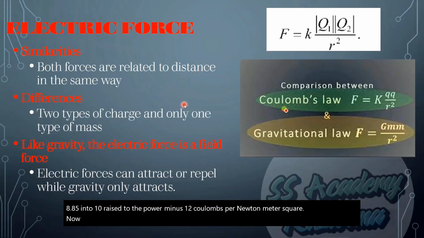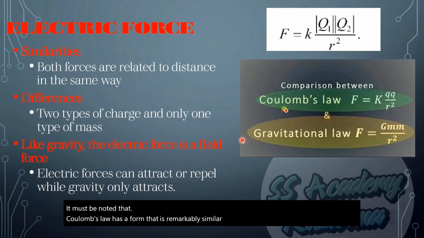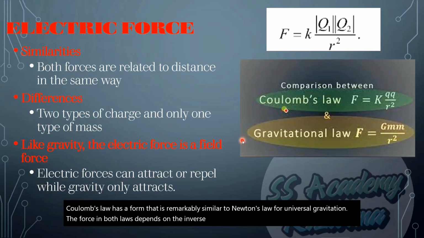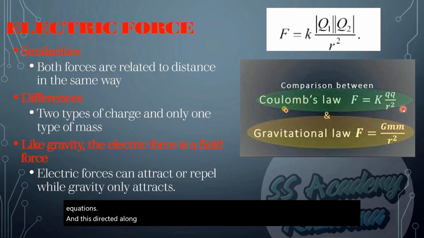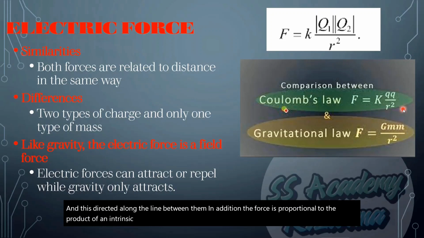Now, as you can see here, I have listed a few similarities and differences between Coulomb's law and Newton's law of universal gravitation. It must be noted that Coulomb's law has a form that is remarkably similar to Newton's law of universal gravitation. The force in both laws depends on the inverse square of the distance, as you can see from these equations, and is directed along the line between them. In addition, the force is proportional to the product of an intrinsic property of each of the objects: the magnitude of the charges in Coulomb's law and the masses in the gravitation law.